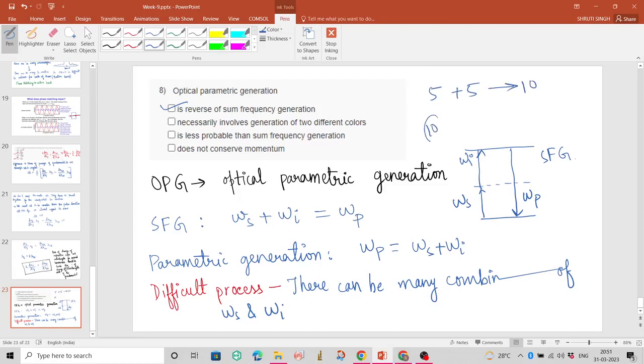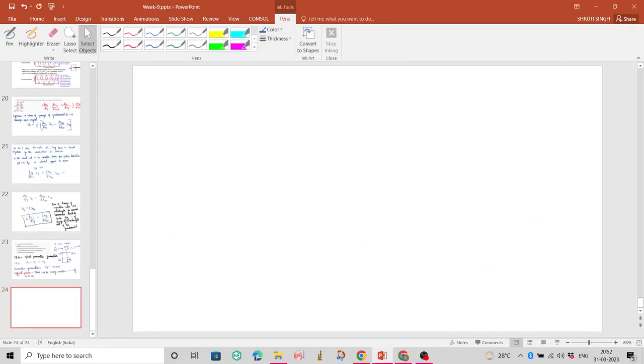But if we want to break 10 into two constituents, we can make combinations of 2 and 8, 3 and 7, 5 and 5, 4 and 6. So there are so many combinations possible. And how do we decide which one will come, or whether a mixture of all will come? It's a difficult process because there can be many possible combinations, right? But there are some restrictions on these combinations, which are given by the momentum conservation.